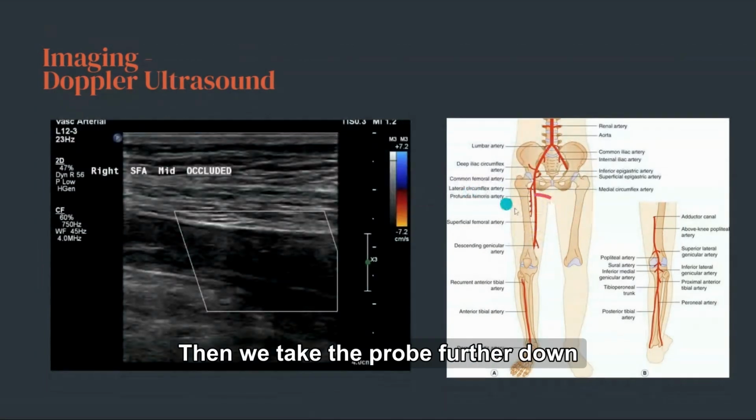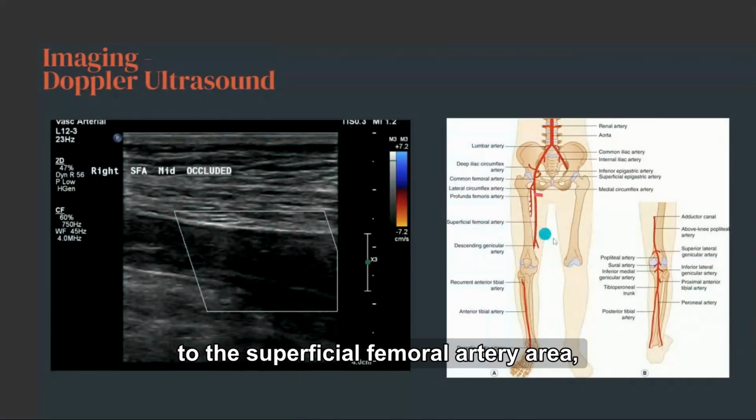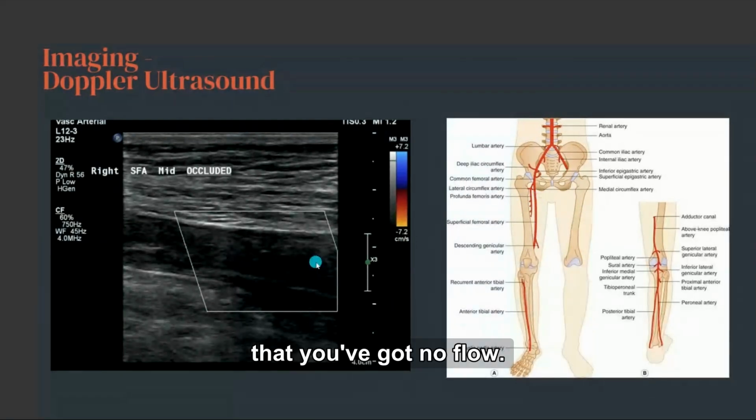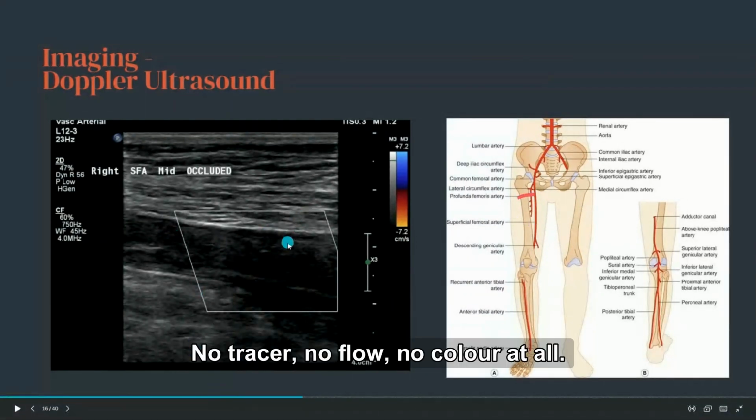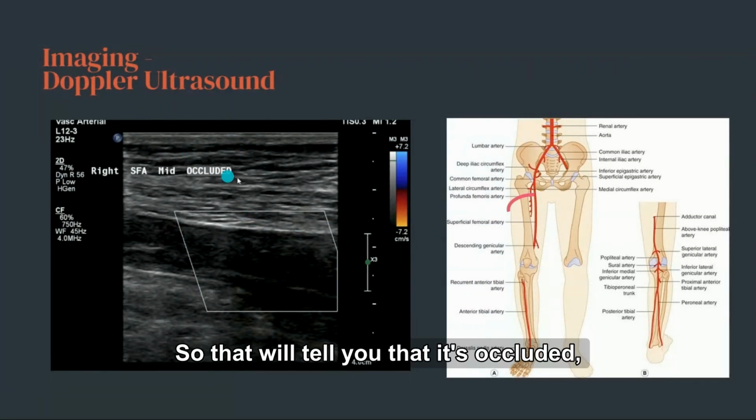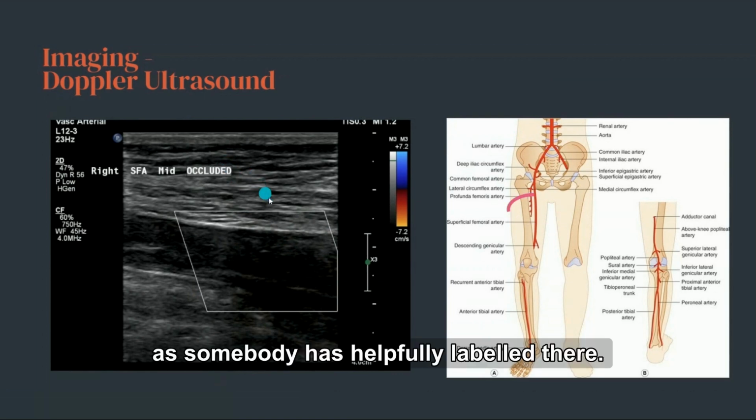Then we take the probe further down to the superficial femoral artery area, and we can see here that you've got no flow, no tracer, no flow, no color at all. So that will tell you that it's occluded, as somebody has helpfully labeled there.